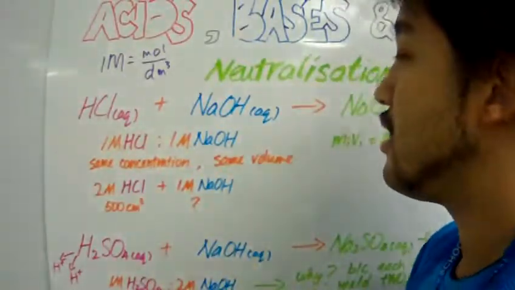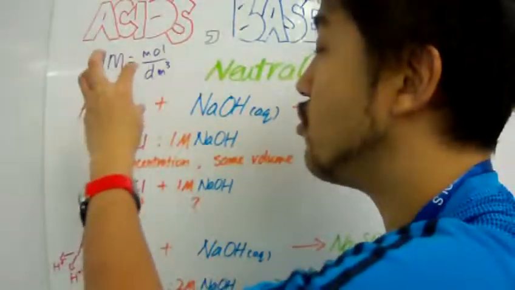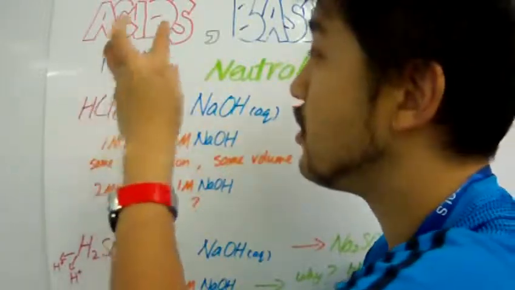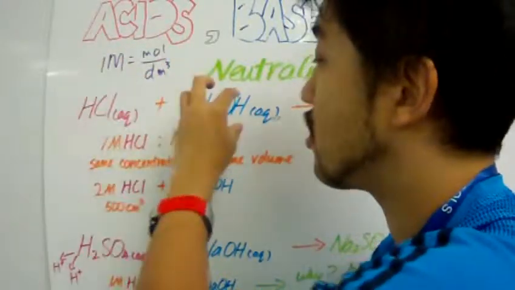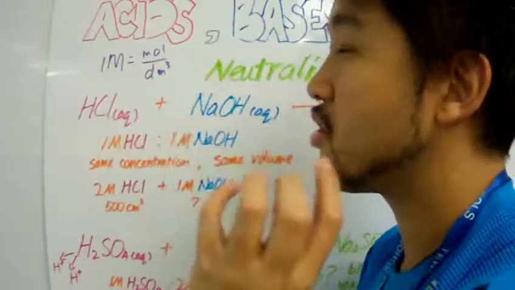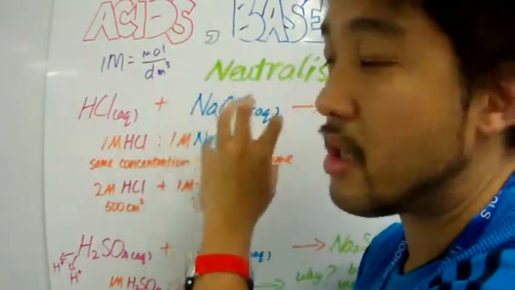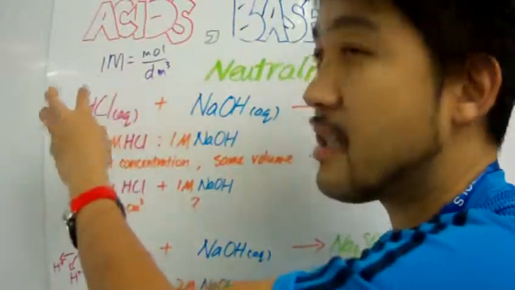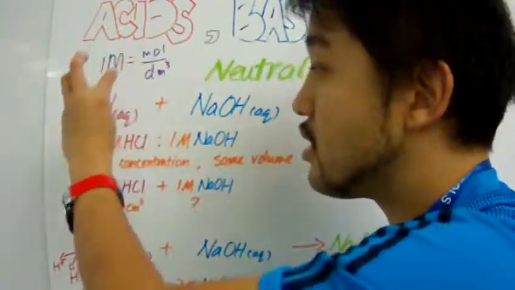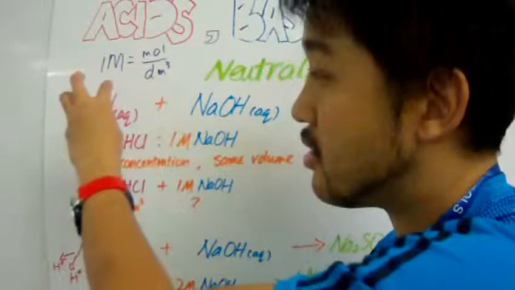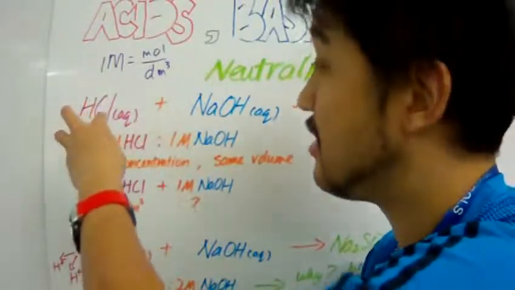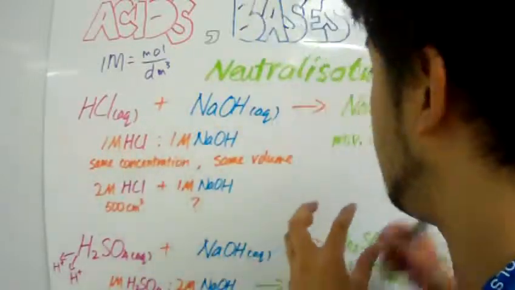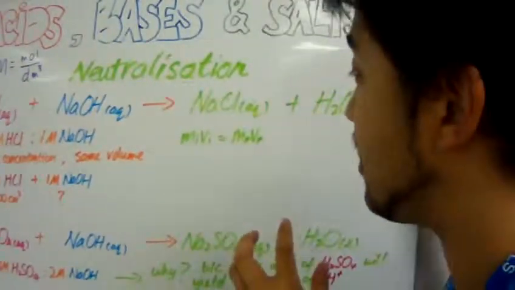So for example, if I'm going to use 1 cubic decimeter of sodium hydroxide in 1 molar concentration, I will also use 1 cubic decimeter of hydrochloric acid of 1 molar concentration. Oof, that was a bit of a tongue twister right there.